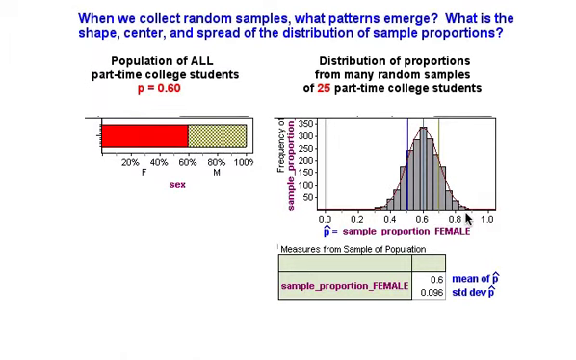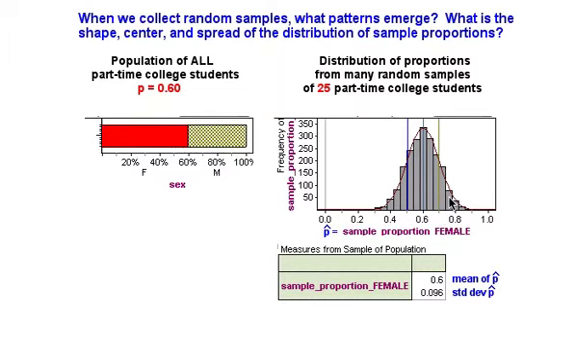We can also see that as we moved further away from 0.6, we had fewer samples with sample proportions in that range. We can get a more accurate sense of the variability in sample proportions by looking at the standard deviation. Here, the standard deviation is roughly 10%. That tells me that typical samples had proportions that fell between about 0.5 and 0.7. Here in the graph, I have marked one standard deviation below and one standard deviation above the mean of 0.6.